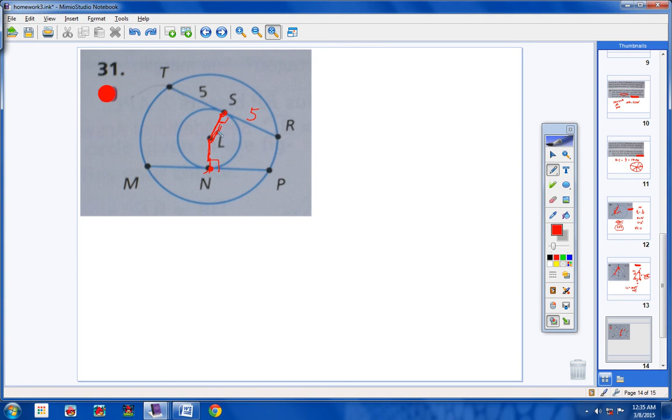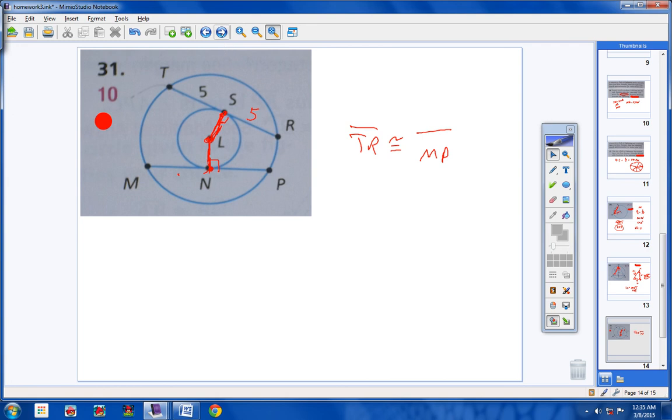Well, this is a radius of the little circle. This is a radius of the little circle. So we know those two lines are congruent. So if they're congruent, then we know that chords TR and MP are equidistant from the center. Thus, because chord TR and chord MP are the same distance from the center of the circle, that makes chord TR congruent to chord MP. Okay? Now, notice I have 5 plus 5, which is 10. So MP then, 5 plus 5 also has to be 10.